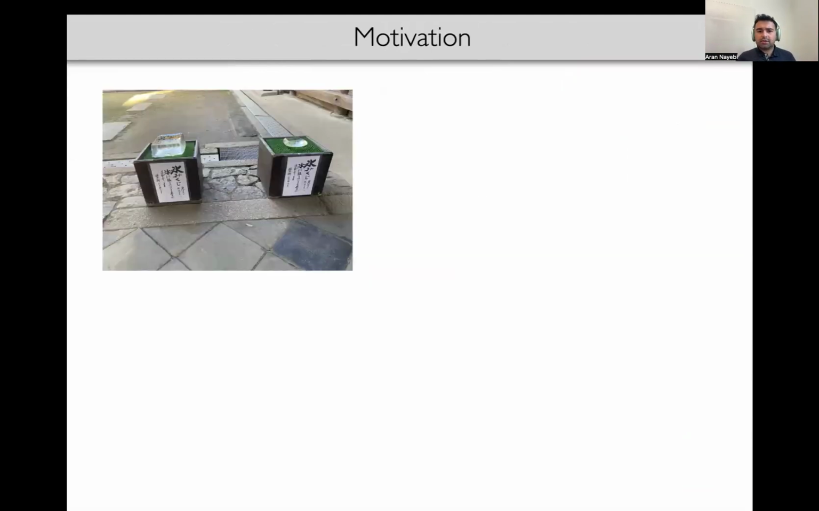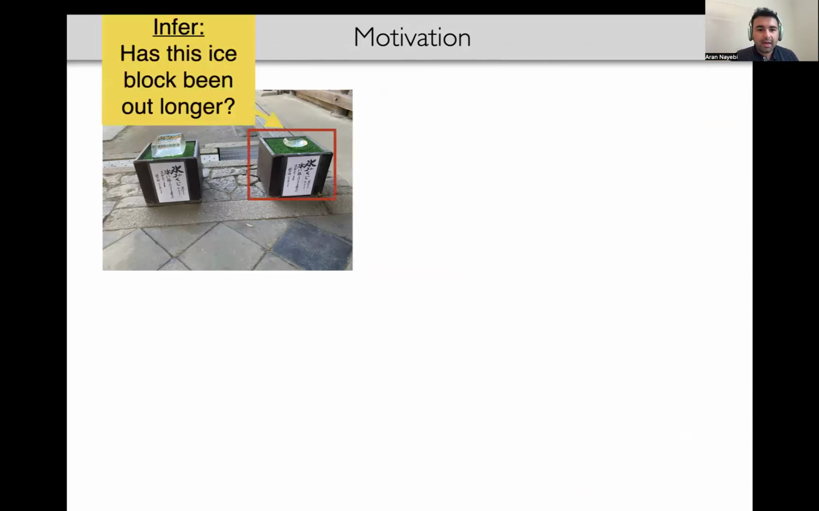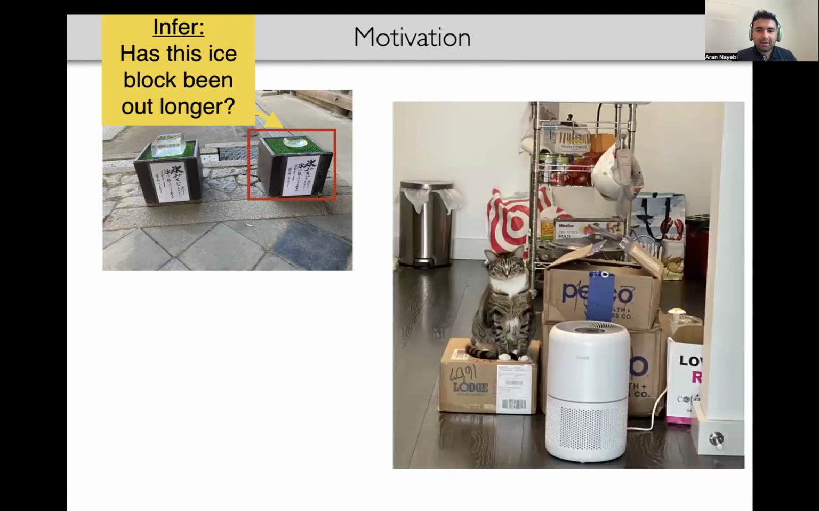So the motivation is as follows: you and I can not only rapidly recognize the objects in the scene, but we can also make inferences over longer timescales that go beyond the pixels that are rendered here. So for example, we can infer that the ice block on the right has been out longer than the one on the left, just based on our knowledge of temperature and physical dynamics.